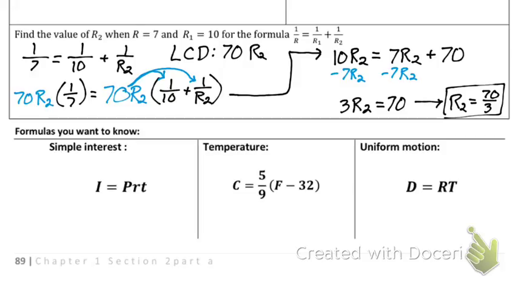All right, we also have 3 formulas that you need to know on the bottom, because in the homework I might just say calculate the interest. Then you have to know to use this simple interest formula. Let's go over what these elements are. This I is how much interest. So interest amount.